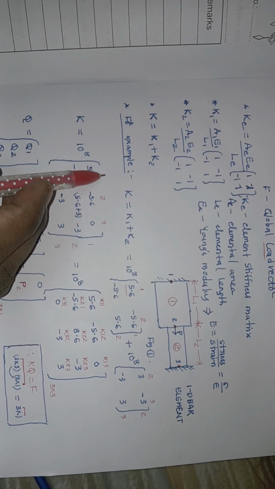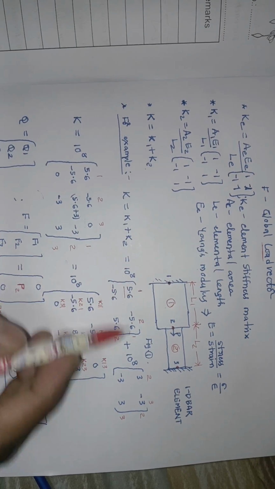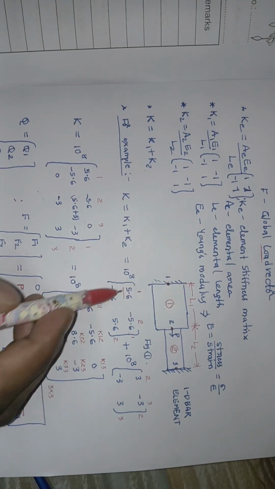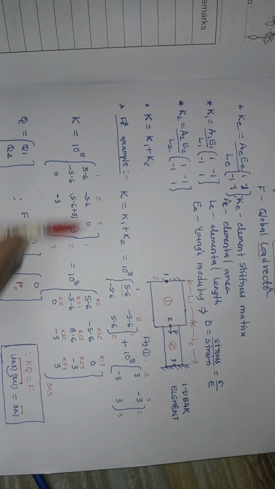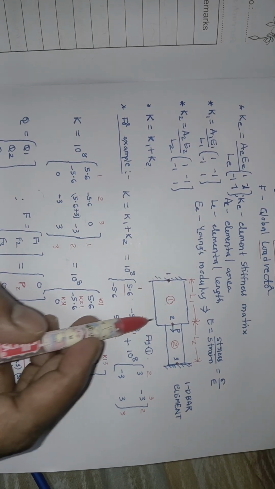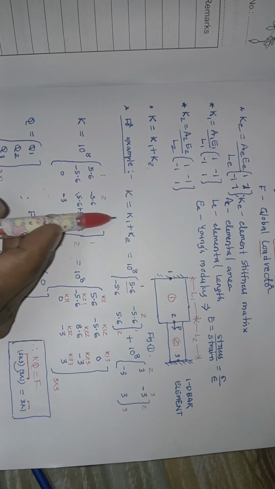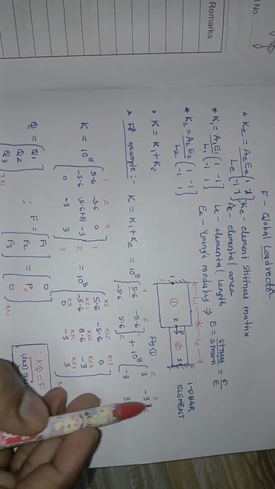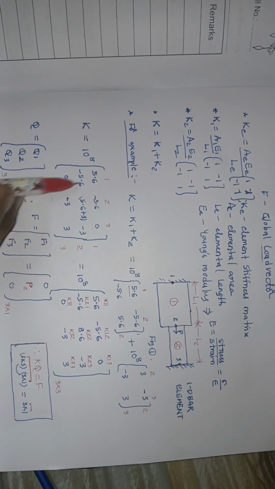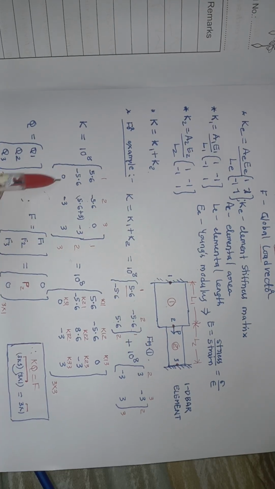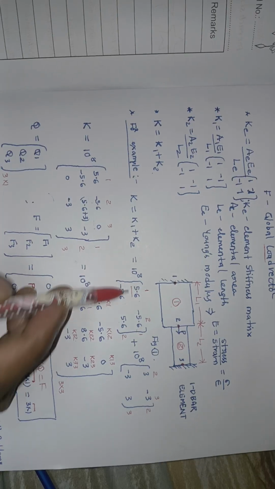Here see, this is 1 and this is 1. If you observe, here 1 and 1, so you can write 5.6. Then 2, 1: here 2 and 1, so this is minus 5.6. Then 3, 1: 3 is there, but there is no 1, so you can write 0 directly. Then 1, 2: here 1 and 2, so the value is minus 5.6.